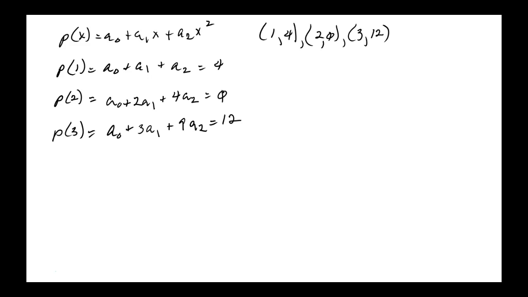All right. 3 equations, 3 unknowns. Can we do this? Looks like it. Sure. Gauss-Jordan elimination. So let's first write this as an augmented matrix. And what would that be? 1, 1, 1, 4. Right? Next. 1, 2, 4, 0. Next. 1, 3, 9, 12.